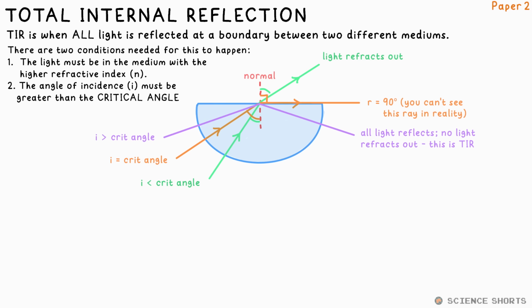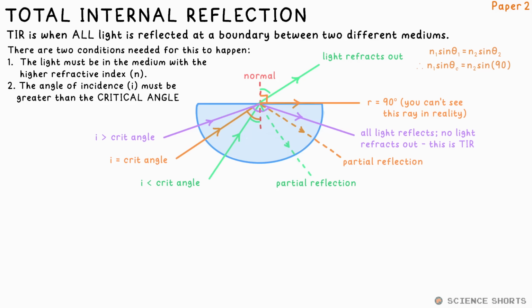If we make the angle of incidence even bigger than the critical angle, that means that no light is going to be refracted out of the block. Instead, all light is reflected back inside. By the way, we always get some reflection, a partial reflection, when we have refraction, but now we have total internal reflection, TIR.